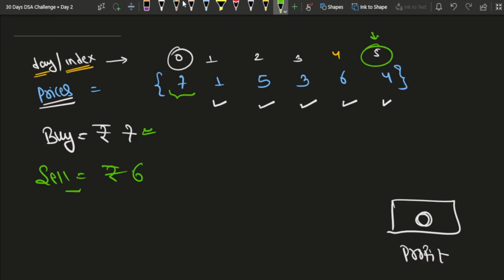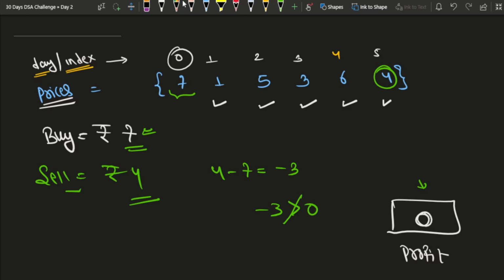So now if I decide to sell the stock on day number 5, then how much money will I get? I'll get 4 rupees. Now again I will calculate my profit. Profit will be sell minus buy, that is 4 minus 7, which is minus 3. Is this minus 3 greater than 0? You will say no. Then we'll again not update our profit variable. Right, so what we have done till now, we have checked all the combinations.